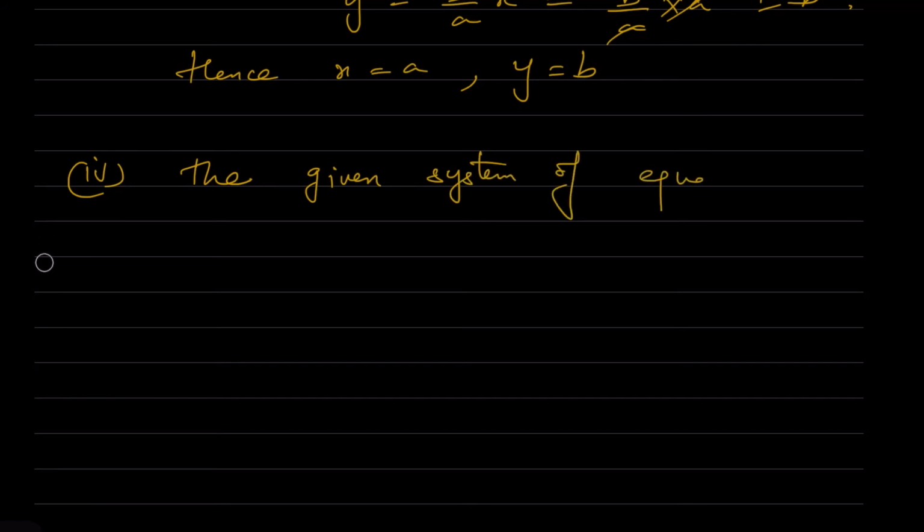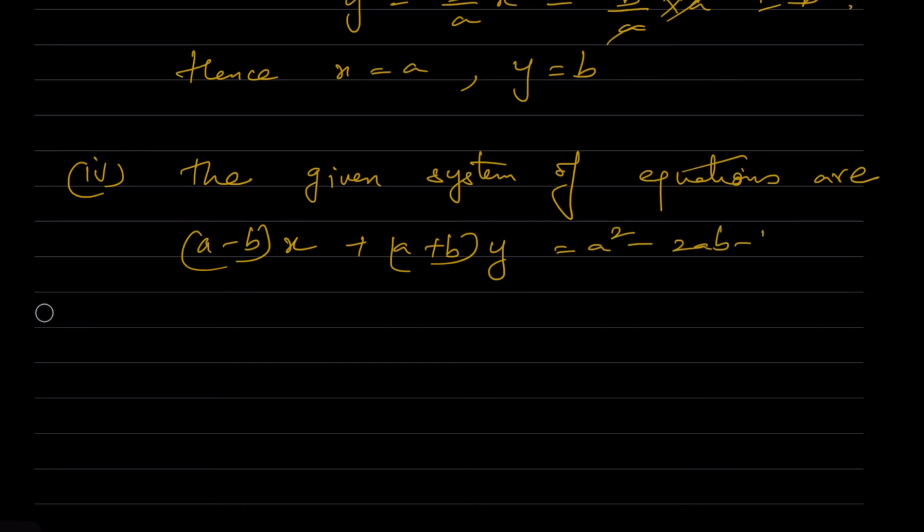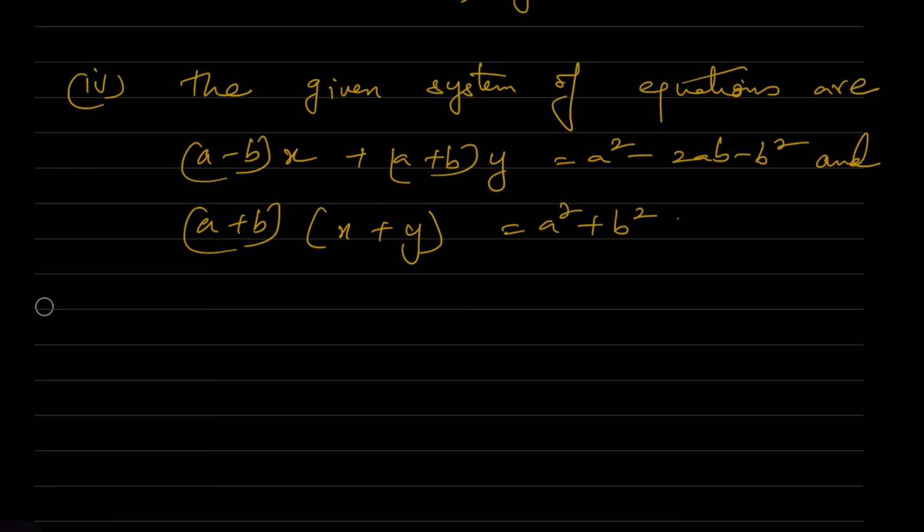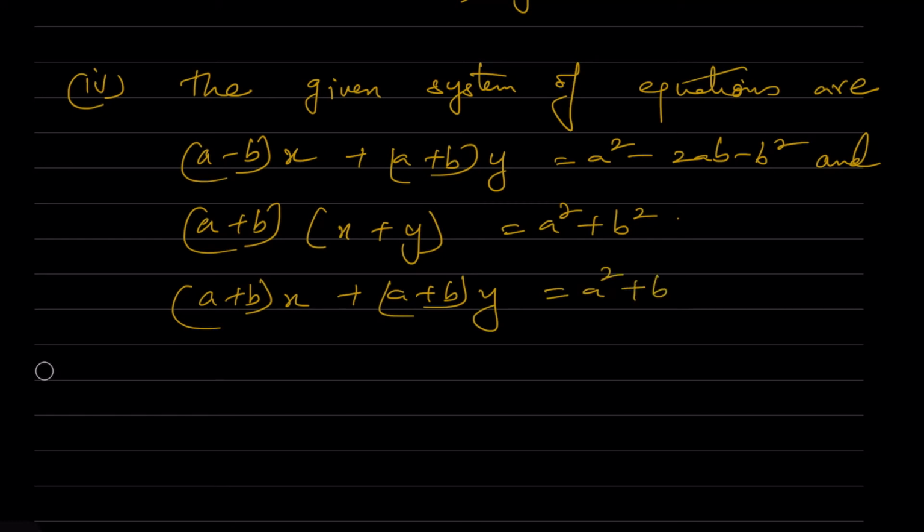are a minus b into x plus a plus b into y is equal to a square minus 2ab minus b square. And the next equation which is given to us is a plus b into x plus y is equal to a square plus b square. So you can write a plus b into x plus a plus b into y, which is equal to a square plus b square. We are taking this as the second equation.